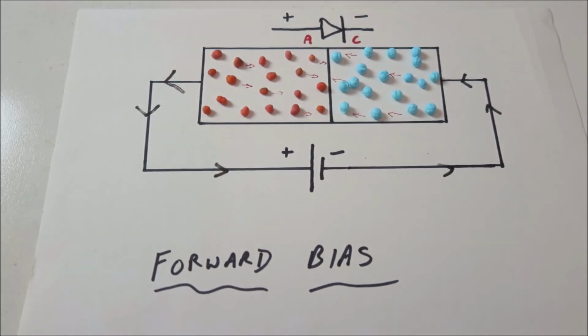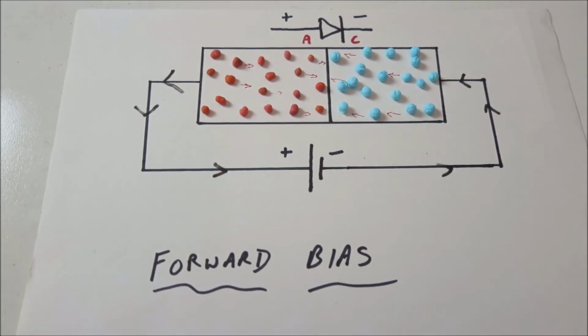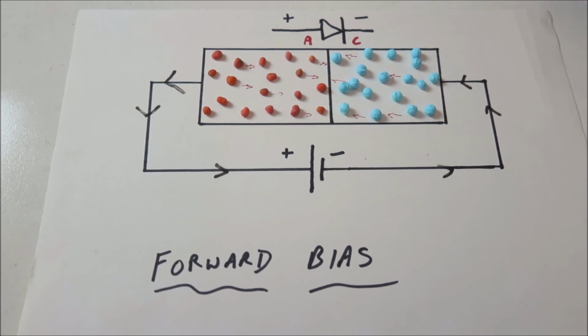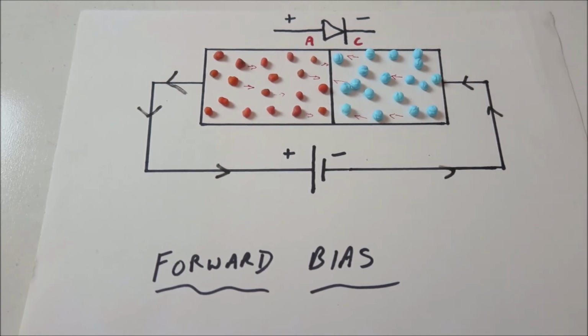So in this scenario, in forward bias, we have the current going around. That's how we actually see the diode operating, with the current flow in forward bias and no current flow in reverse bias.